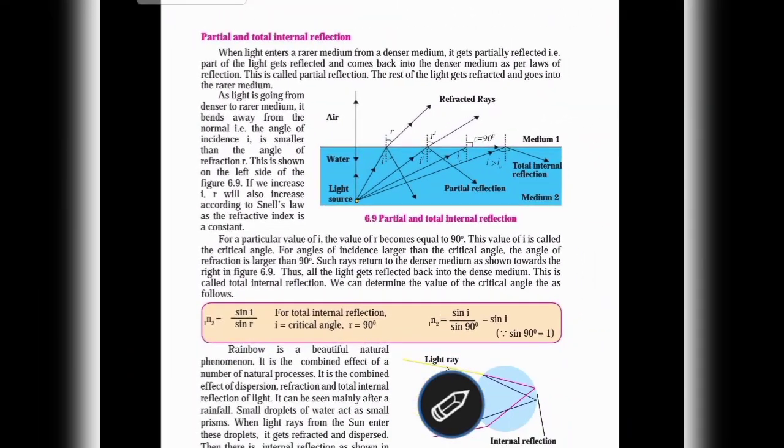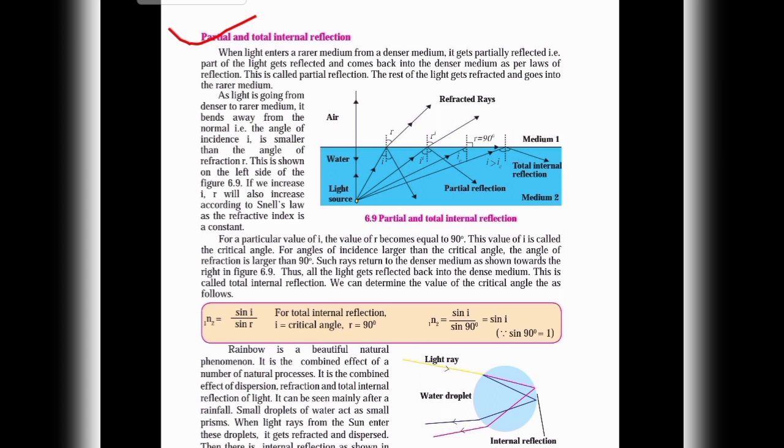What is meant by total? Total means totally, and what is meant by partial? Partial means in some quantity. Here partial and total internal reflection are given. So first we start with the point: partial and total internal reflection.